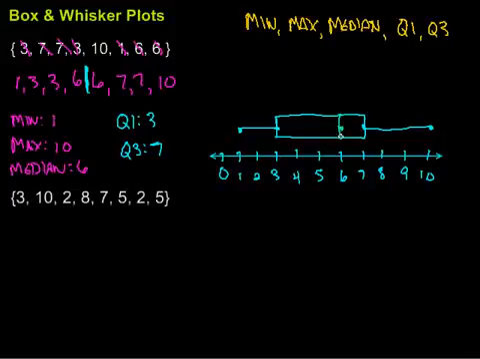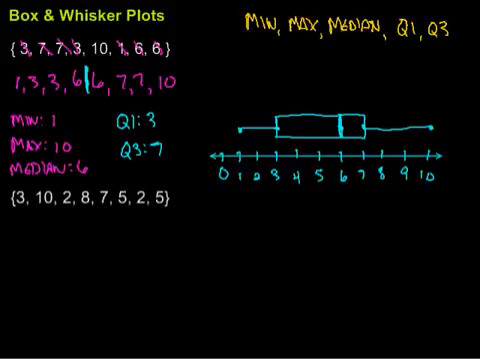Like so. And then finally, we draw the vertical line right through the median there. Okay, so there's my box and whisker plot to represent that data. Alright, let's look at this next example.